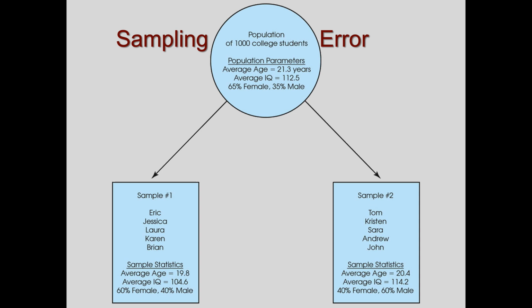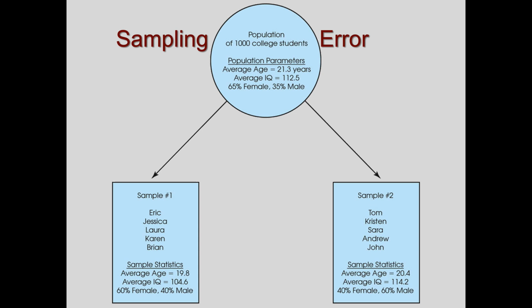Sample number 2: Tom, Kristen, Sarah, Andrew, John. Sample statistic: average age 20.4, average IQ 114.2, 40% female, 60% male. Do either of those samples represent accurately the population, the parameters of the population?